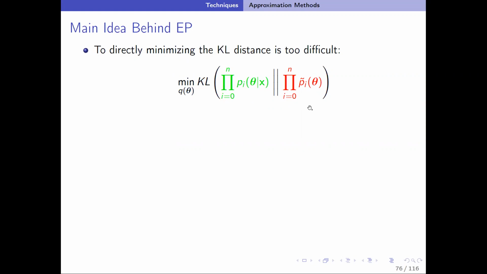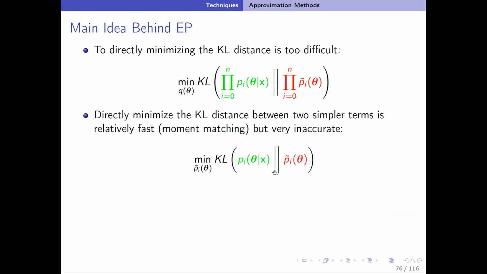All right, so the main idea behind it is that minimizing these two things together is too difficult. Let's do one at a time. And if I can do one at a time, then this piece would work. Except if you do this one piece at a time, it's horrible. This is a horrible approximation. Okay.